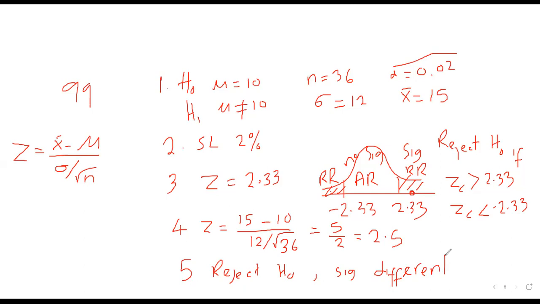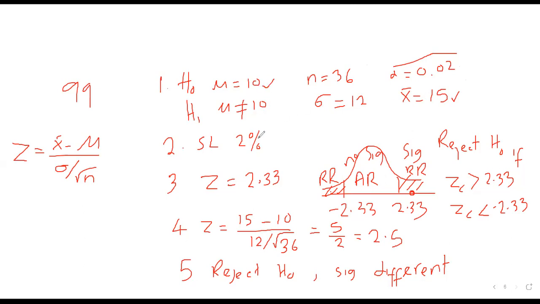So an examiner will say, it is assumed that 10 people get COVID in every wedding gathering. After sampling 36 weddings, with standard deviation 12, it was found that 15 people get sick of COVID. So now I want to test at 2% whether there is a significant difference between what the public health department thinks and what is actually on the ground. So we conduct a test.